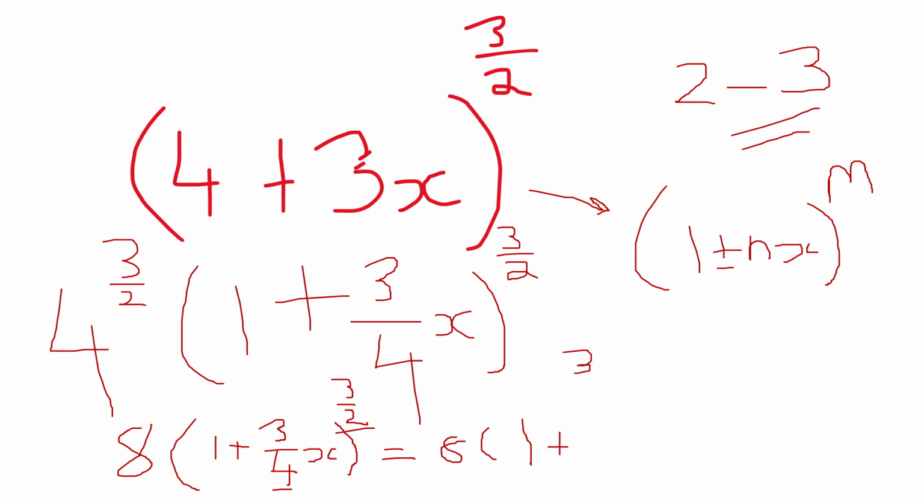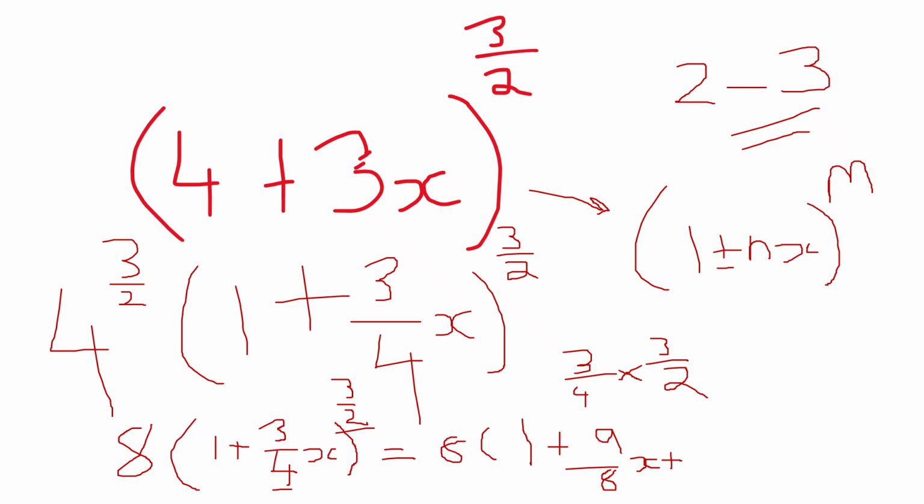Again, let's work it out to the side. So 3 quarters times 3 halves, that's going to be 9/8. So it's going to be 9/8 x. Remember, it's 1 plus nx.